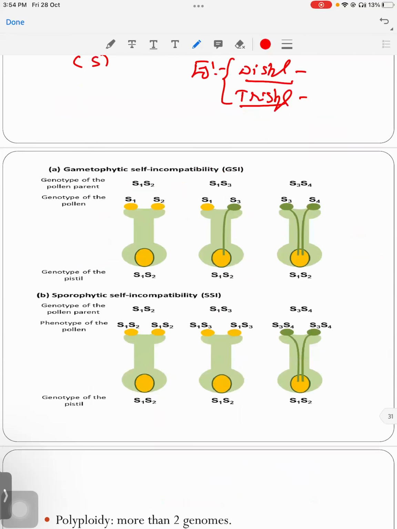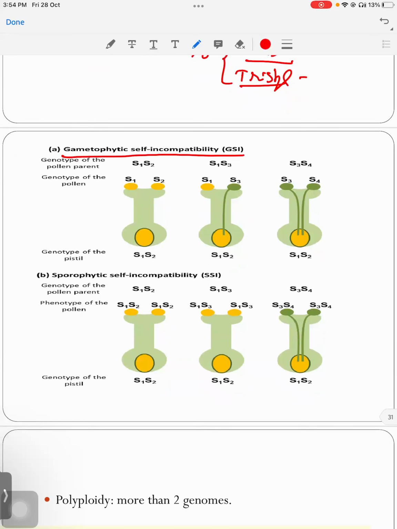After which we need to discuss gametophytic self-incompatibility and sporophytic self-incompatibility, which is very, very important in terms of self-incompatibility. What happens here in both is that the S allele, which has multiple alleles, is governing the principle in both. And this S allele is a dominant allele.